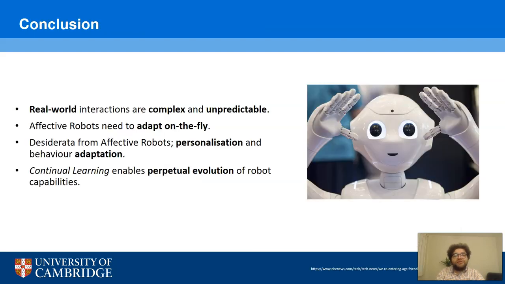In the end, to sum up, we established that real-world interactions are complex and unpredictable, requiring affective robots to integrate new information on the fly. In particular, we discussed personalized affect perception and behavior learning as two concrete examples that stand to benefit from continual learning models the most, enabling lifelong evolution of robot capabilities.